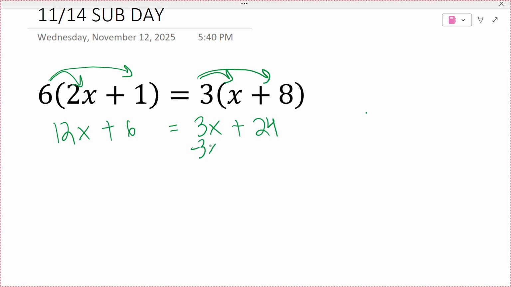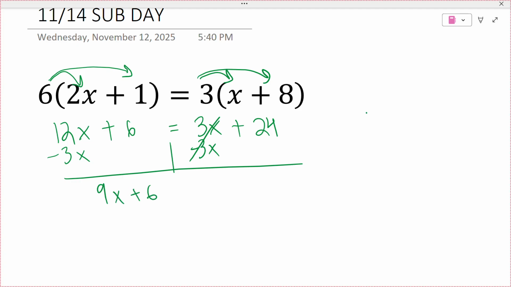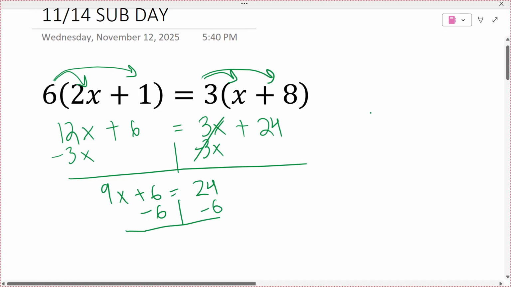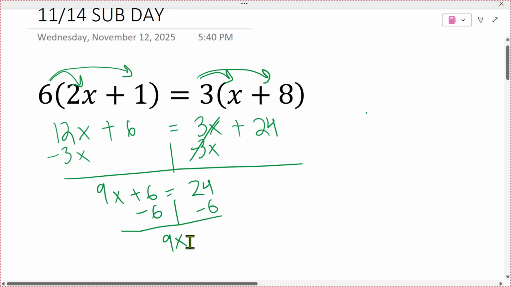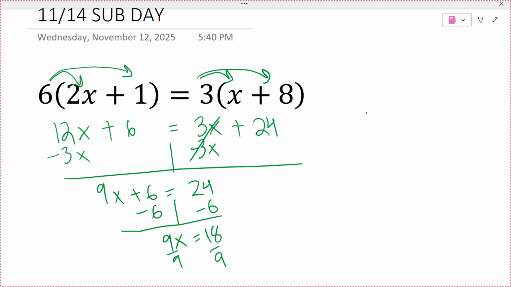So I'm going to move the 3x over by doing minus 3x, okay? Again, that's going to cancel here. I get 9x plus 6 equals 24. This is a two-stepper. I usually do that adding and subtracting first. So I get 9x equals 18. I divide by 9, and I get x equals 2.